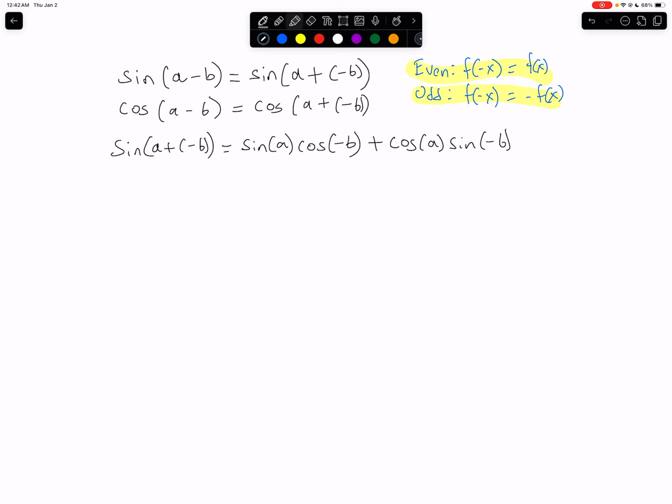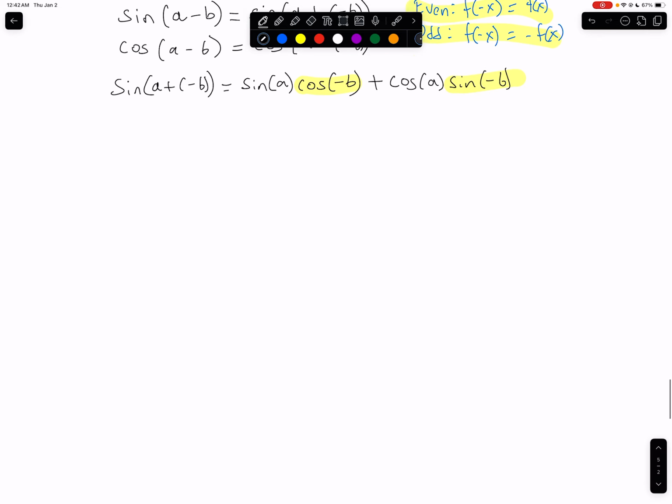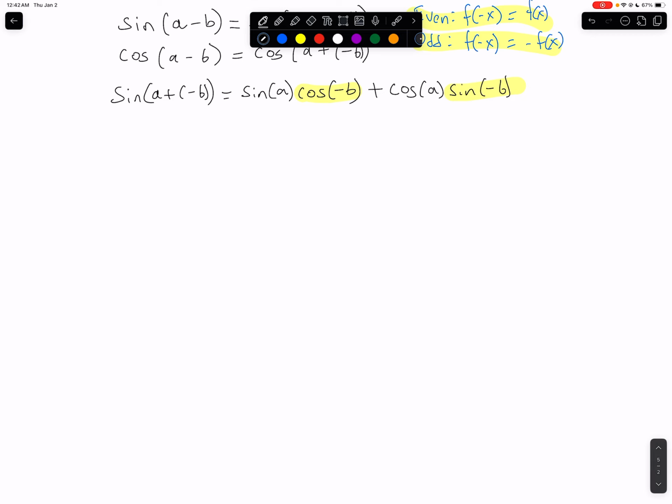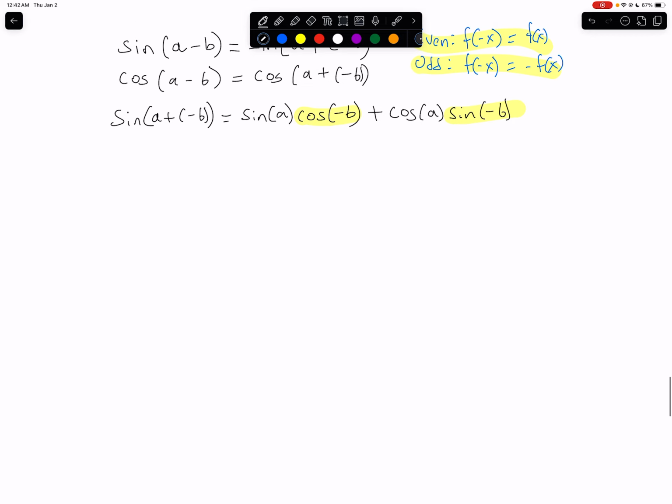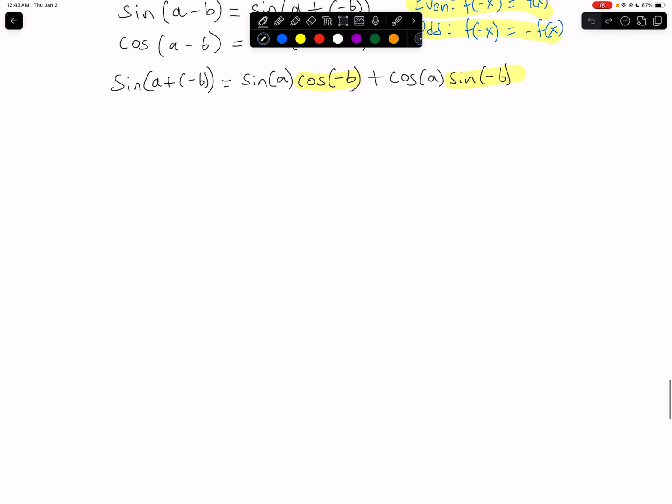Now this is where we deal with the even and odd identities for sine and cosine. Again, these come from the definitions of even and odd. I'm not necessarily going to go over these identities again, because they come from the definitions, which I just explained. So in this case, cosine of negative b is the same as cosine of b, and sine of negative b is the same as negative sine of b. So we want to rewrite this here.